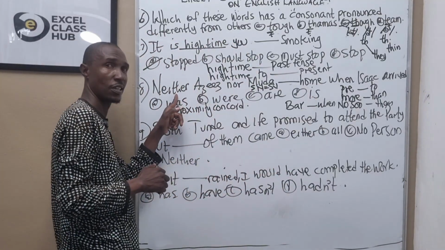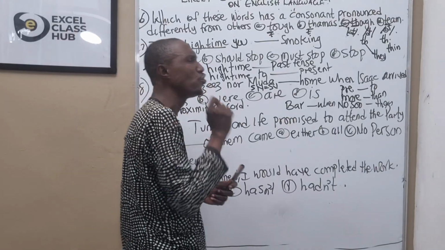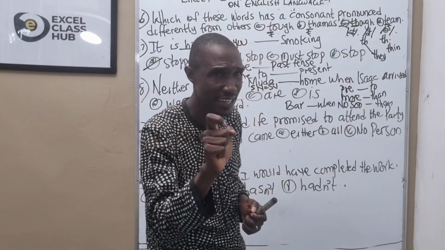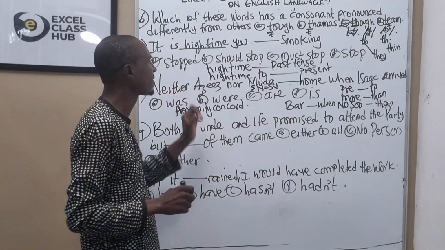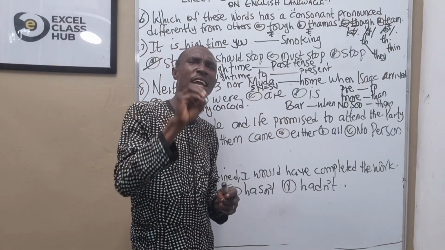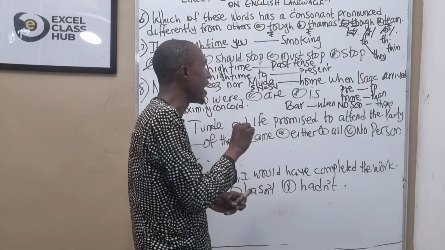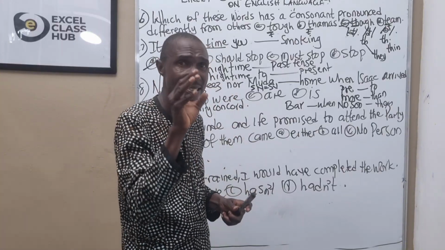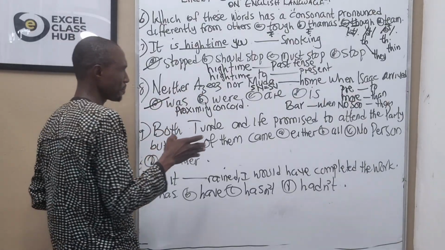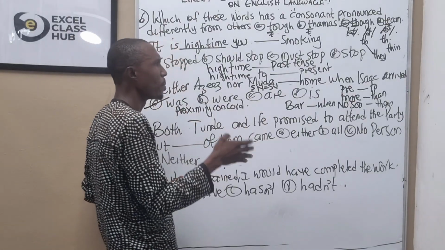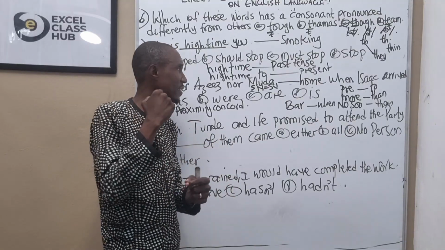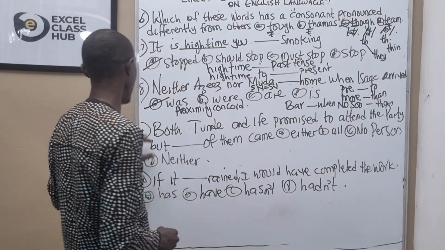Now, how do you do this? The sentence given to you is a past tense sentence. Since it is a past tense sentence, then the verb or the auxiliary verb you are expected to put there becomes past tense. And the answer is "was". Neither Aziz nor Muda was home when Isaac arrived. Telling you about past tense. Now we go to the next one.